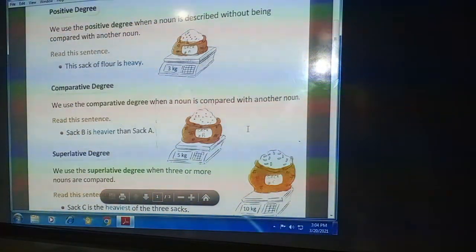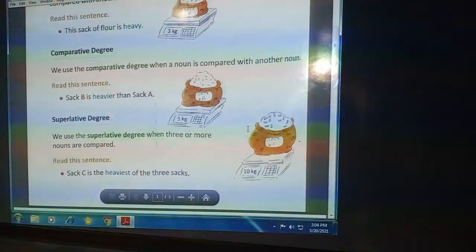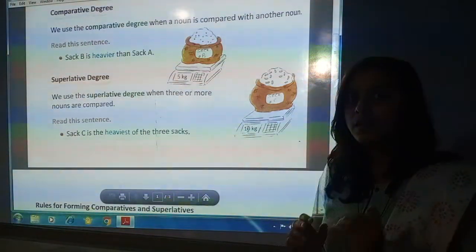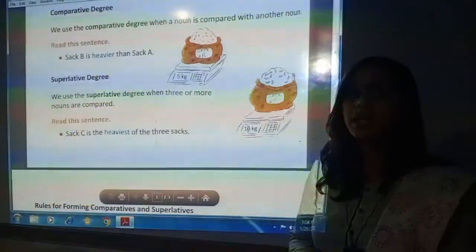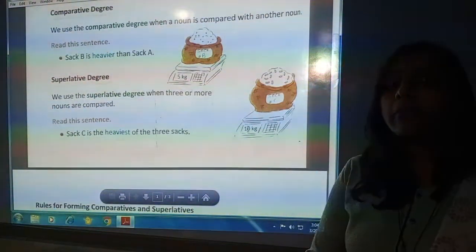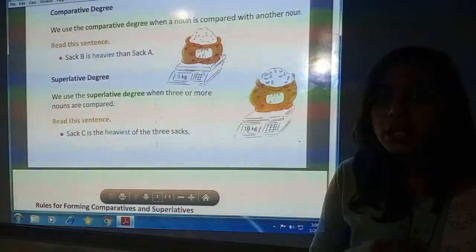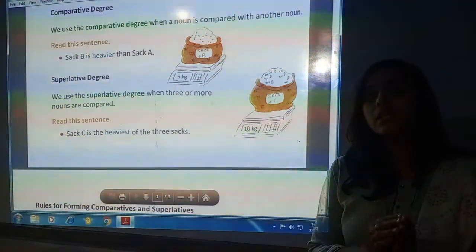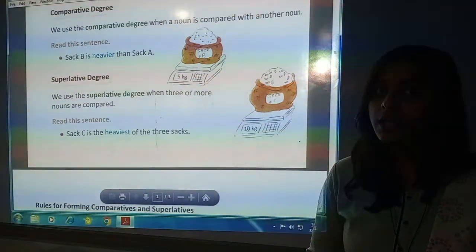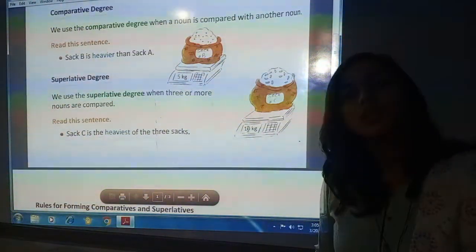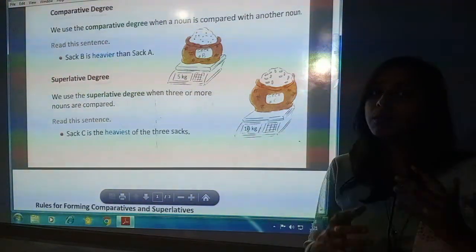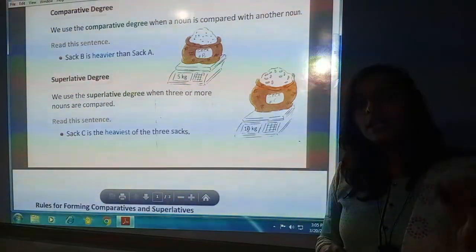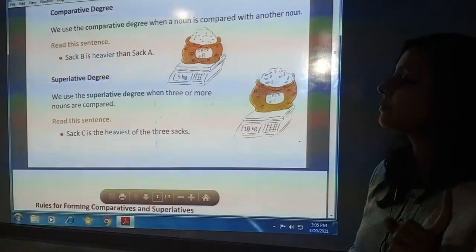Next is superlative degree. Superlative means the best, the thing which is the best, no one can compare with it. So when the comparison is done between three or more things, that time we will use superlative degree. If the comparison is done between two things, then we will use comparative degree. If no comparison is done, then we will use positive degree. If comparison is between three or more nouns, that time we will use superlative degree.